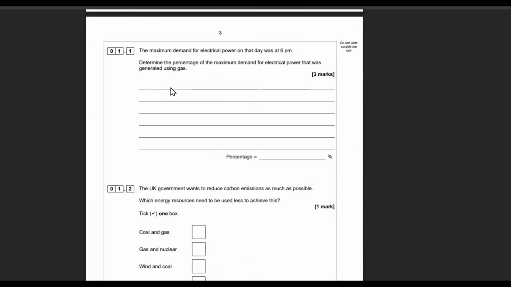So the question is, the maximum demand for electrical power on that day was at 6 p.m. So at 6 p.m., we got the maximum amount of energy used. Determine the percentage of the maximum demand for electrical power that was generated using gas. It's worth 3 marks. You need your answer as a percentage.